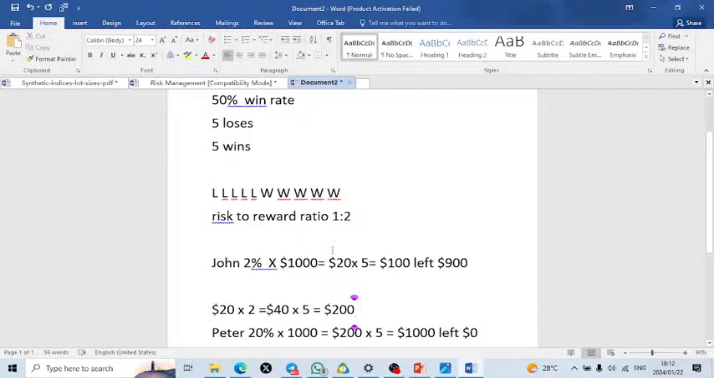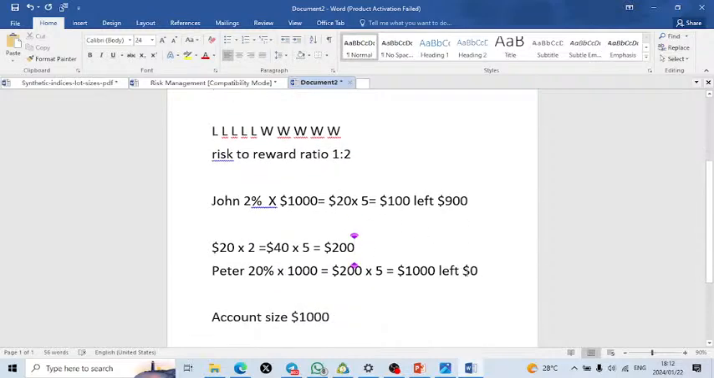So at the end of these 10 trades, do you see the importance of risk management? This one, Peter, is left with nothing. In this one, they are using the same strategy. He is up by 200 US dollars. This one, his account is blown. So this is the secret, guys, that most YouTubers are not telling you. If you don't have proper risk management, you'll never be a winner.